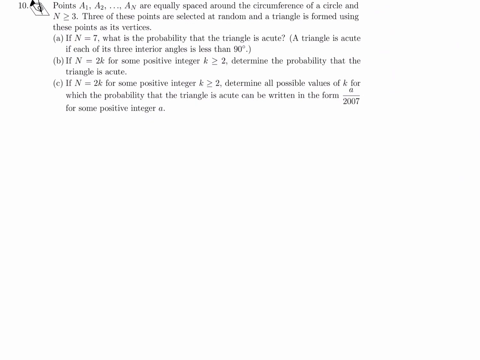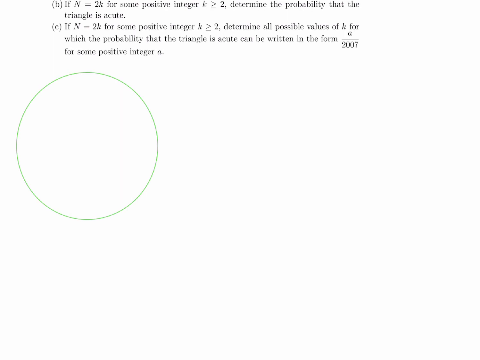10B. If n is equal to 2k for some positive integer k greater than or equal to 2, determine the probability that the triangle is acute. So it's the same story, but instead of 7, now they're telling you that n is equal to 2k. All right? And that k is greater than or equal to 2. So it's the same kind of question, but instead of 7, it's 2k. All right, so let's label this 1, and then we have no idea what n is equal to, but I'm just going to label it.